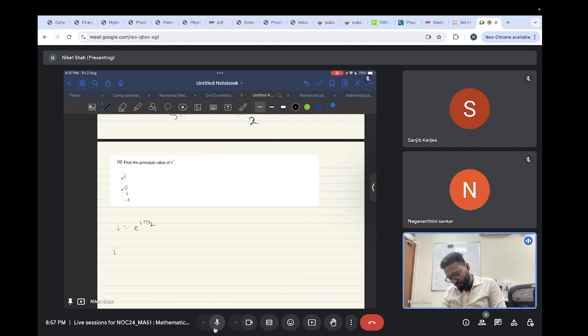So what is i raised to power i? That is simply equal to e raised to power i pi by 2, raised to i, which is e raised to power i square pi by 2, which is equal to e raised to power minus pi by 2. So this is my principal value. So I've directly solved the last one.